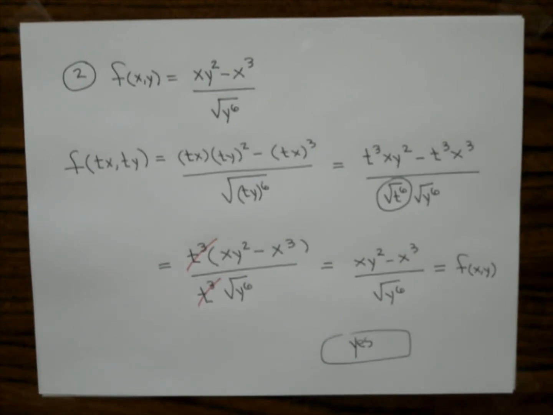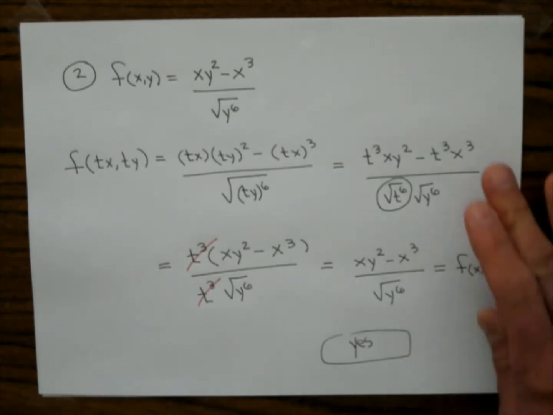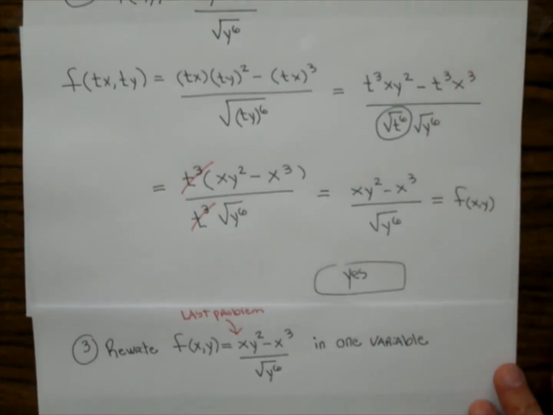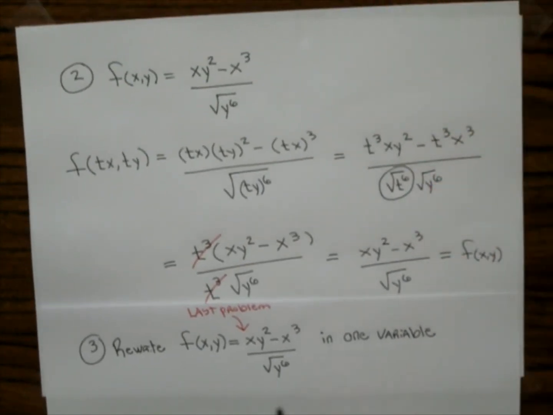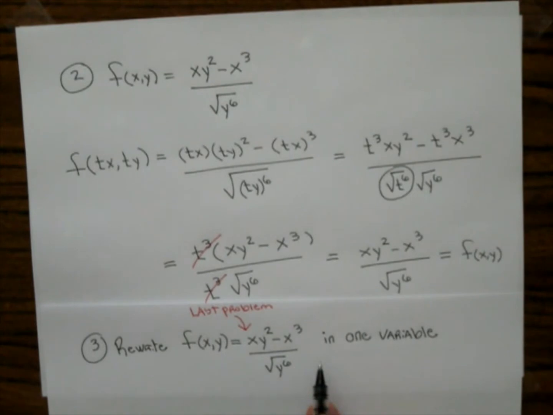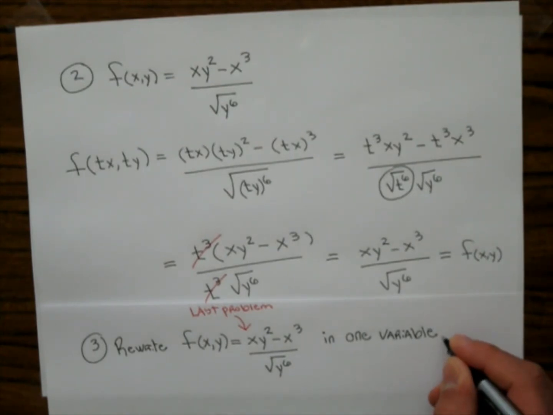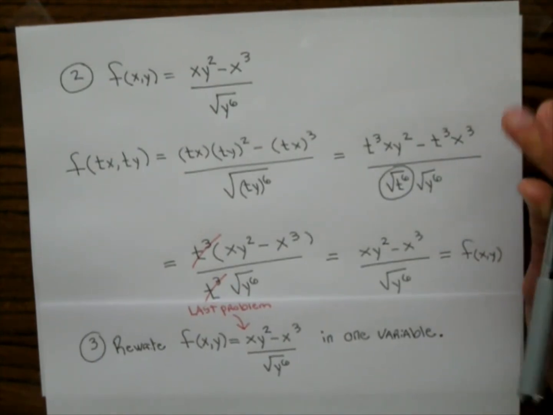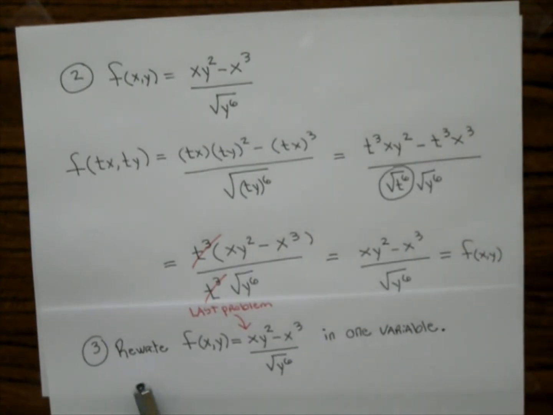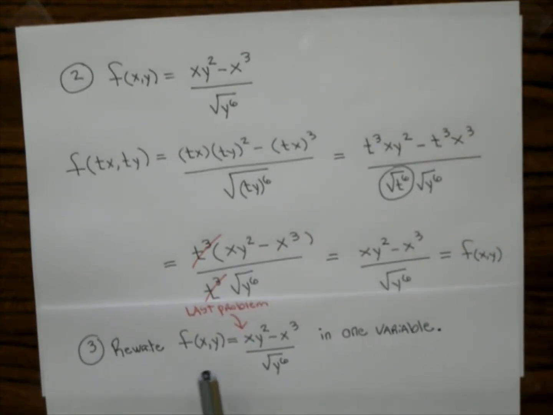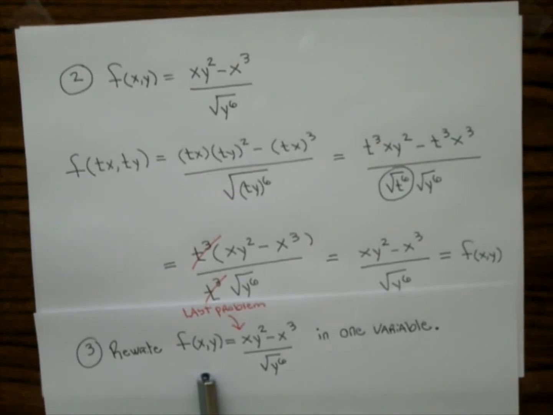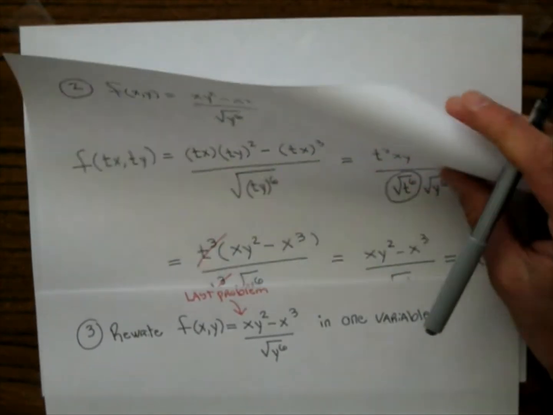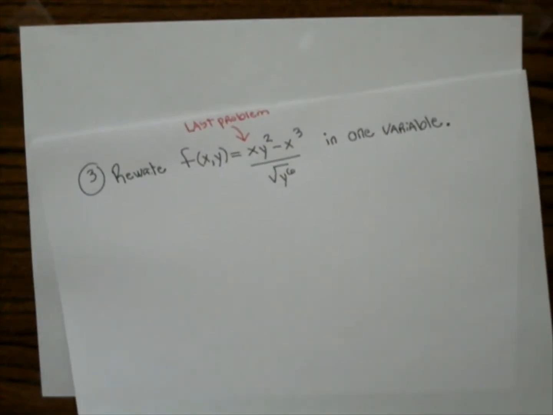Okay, so our next question is this. This is question 3. It's the same function that we had in problem 2. See right there. Except now they want us to rewrite it in one variable. So that's kind of new. When the answer is yes, it is homogeneous of degree 0, you can rewrite this 2-variable function as a 1-variable function. So let's go ahead and see if we can do that.